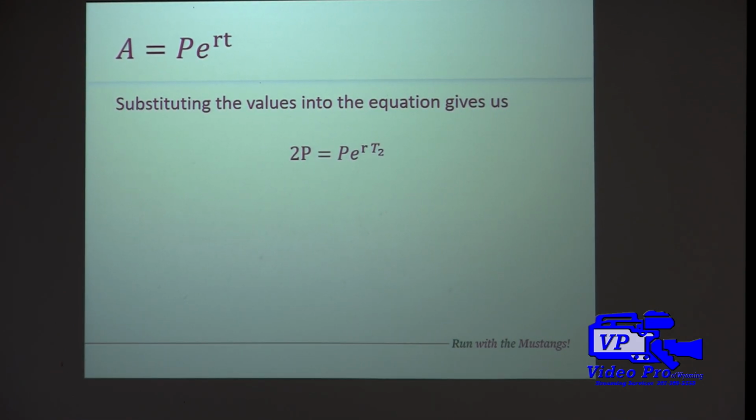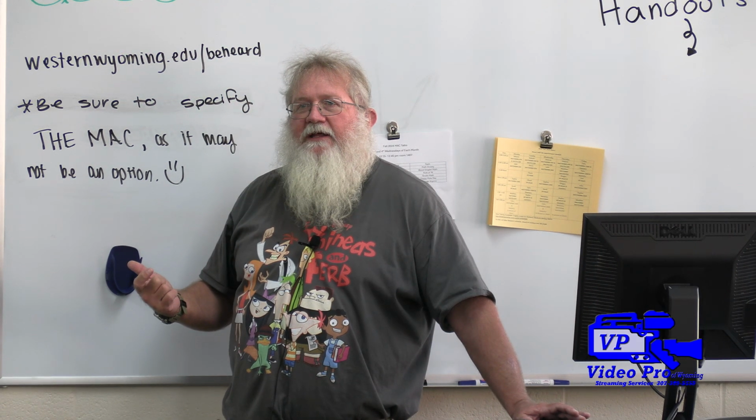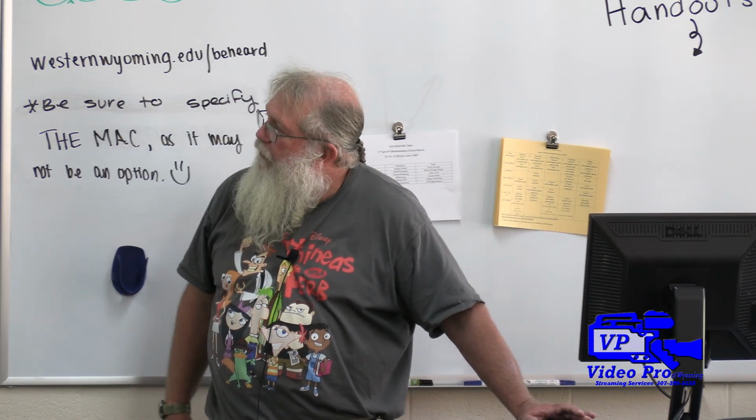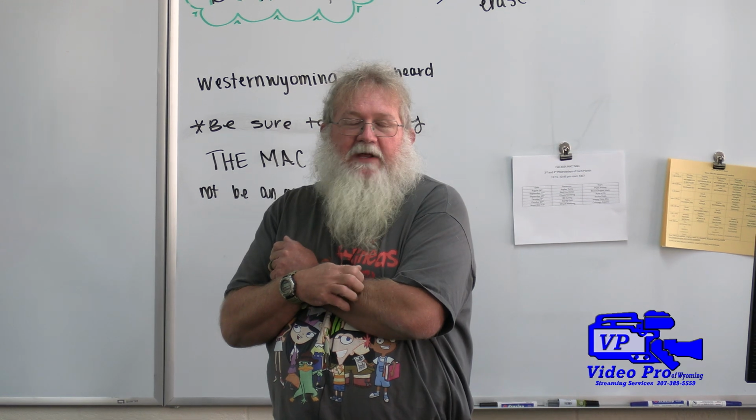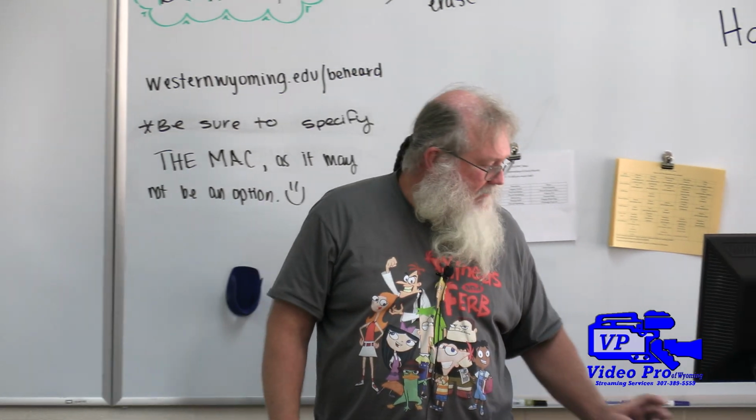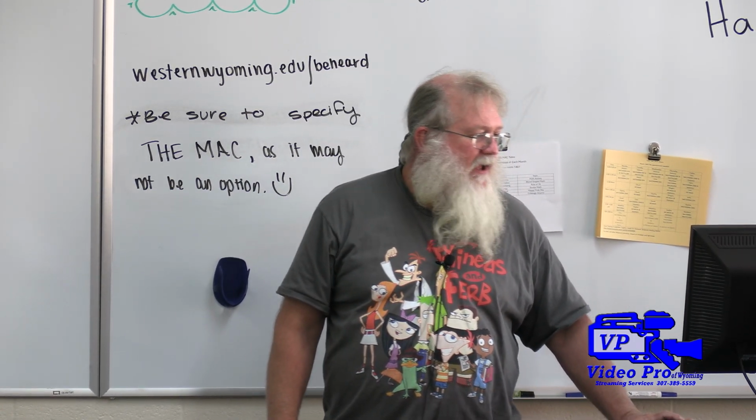What can we do with that P value? We can, what? Divide it out. So what do you notice about the present amount? It turns out the P does not affect the doubling time. So we'll divide it out.